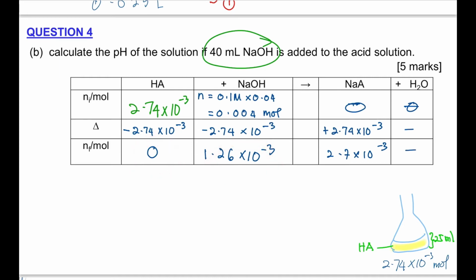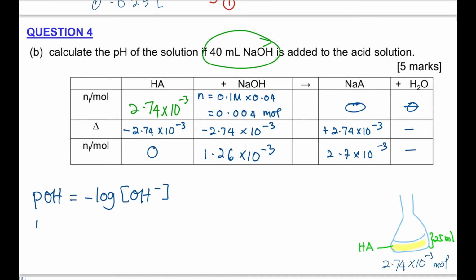So the excess base will determine the pH of the solution. Since base is left, we cannot calculate the pH directly, but we calculate the pOH. pOH is the negative log of the concentration of OH minus.